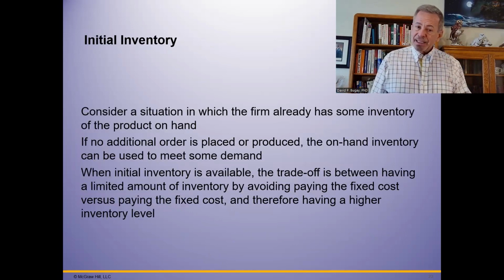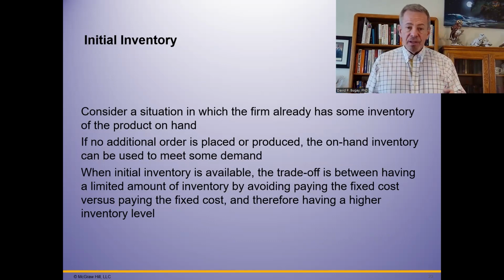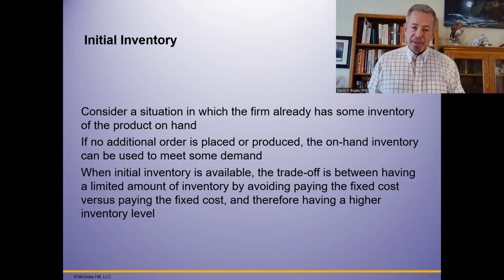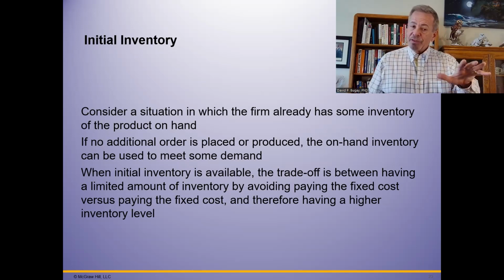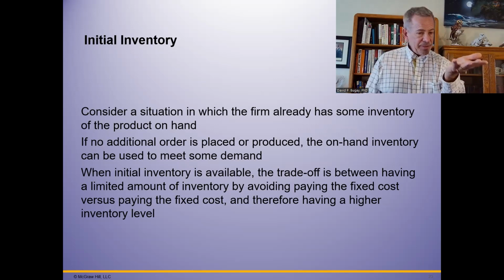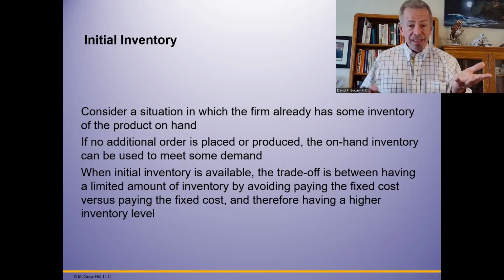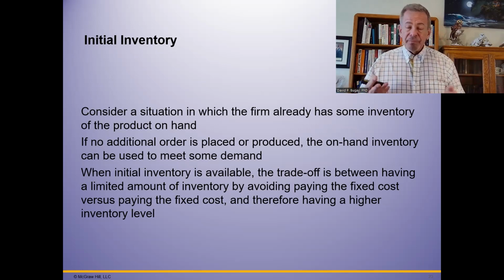Initial inventory: consider a situation in which a firm already has some inventory in hand, no additional orders placed or produced, and the on-hand inventory can be used to meet some demand. When initial inventory, what you already have in stock, is available, there is a trade-off between having that limited amount of inventory and paying the fixed cost. If you pay the fixed cost, you're going to have a higher inventory level. So pay attention to that.